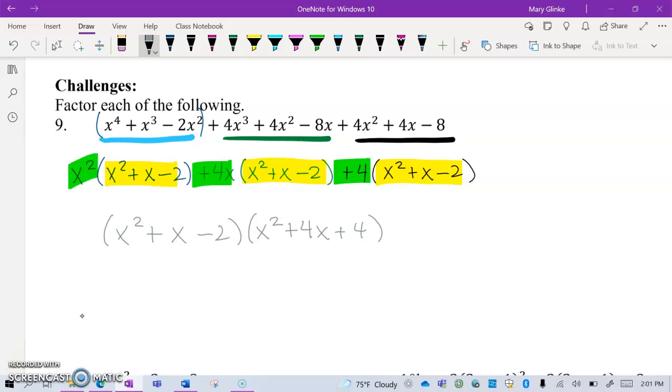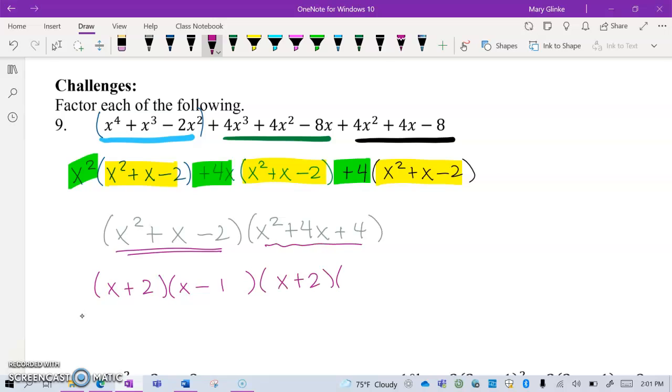Now, getting to this stage is a challenge in and of itself, but now as we look at this, there's something happening with this first one. We can actually factor this further. We can look for what multiplies to get negative 2 and adds to get 1. It'd be x plus 2 and x minus 1. Now the second part also factors further. What multiplies to get 4 and adds to get 4 would be x plus 2 and x plus 2.